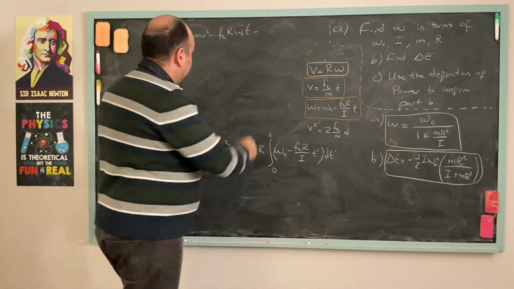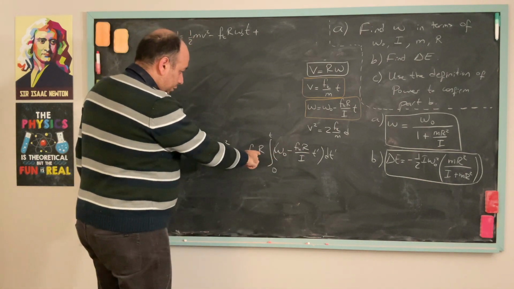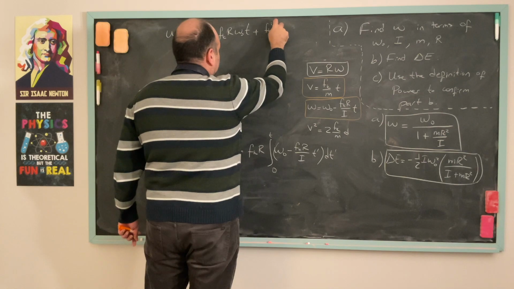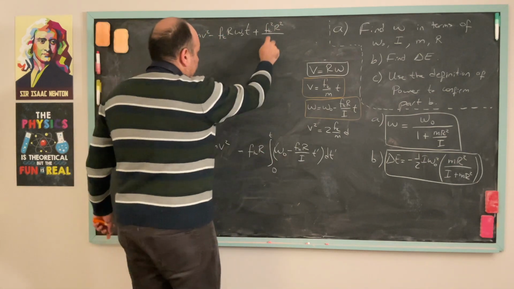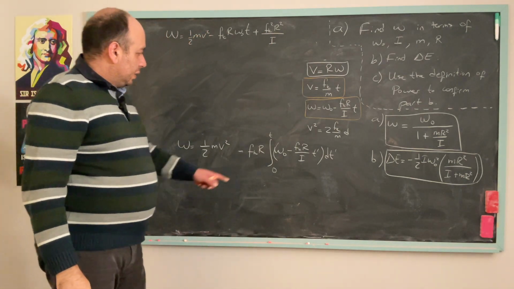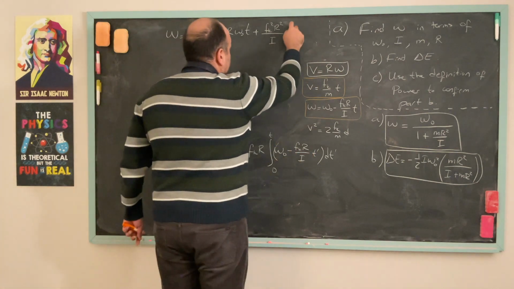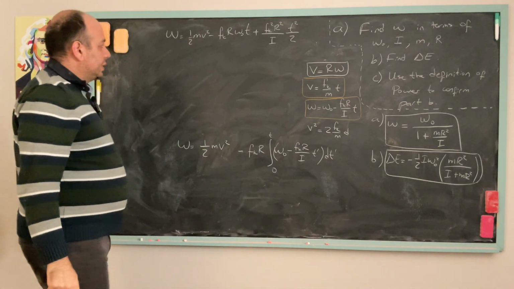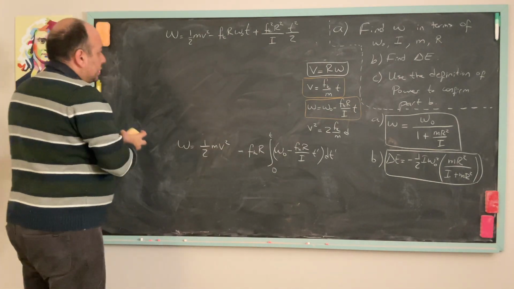Then I'll have plus F_k squared R squared over I, times t prime, so it's going to be t squared over 2 when we do the integral, right? This is what we are going to get. Okay, so this is great.